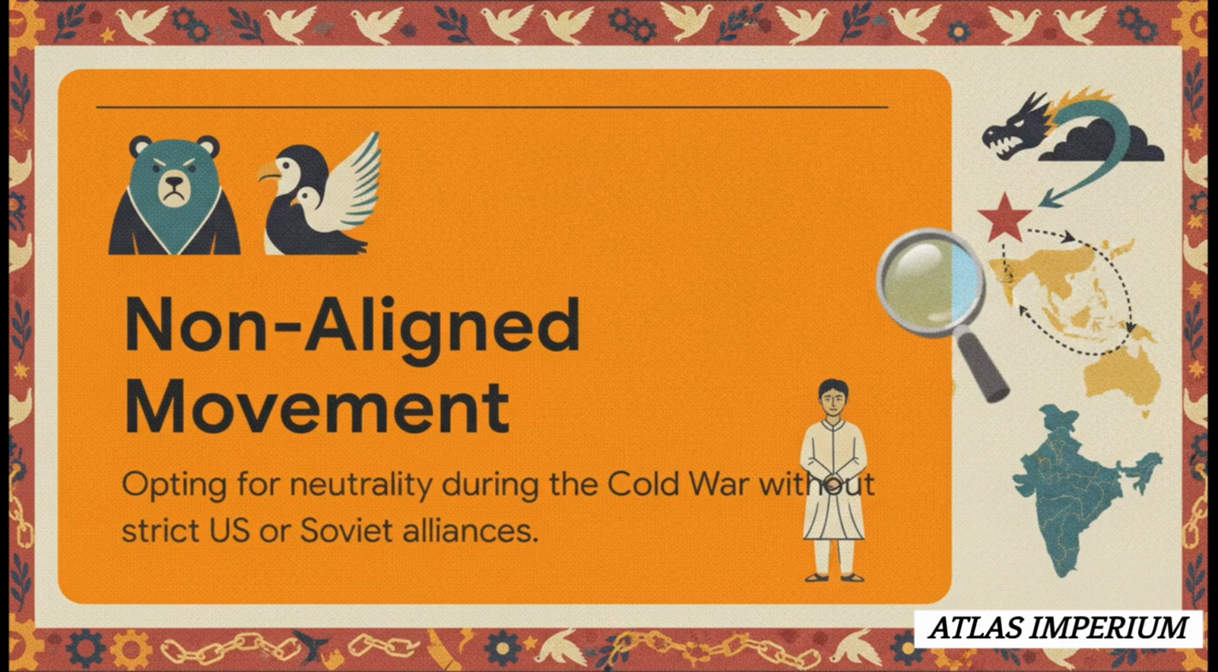The non-aligned movement. This was a strict policy of opting for neutrality during the Cold War, basically avoiding binding alliances with either the United States or the Soviet Union. And this actually brought India diplomatically closer to African and Asian countries. However, diplomacy is delicate, right?